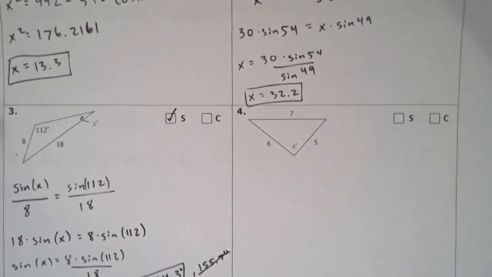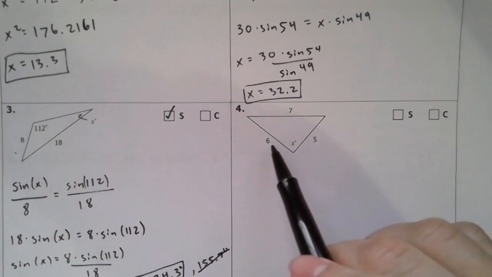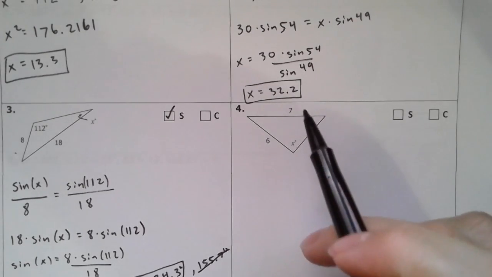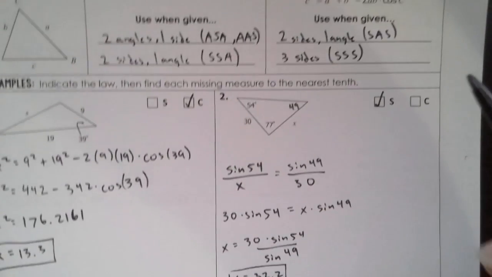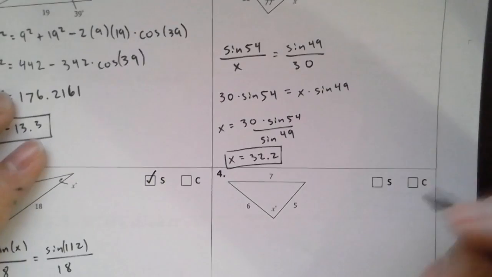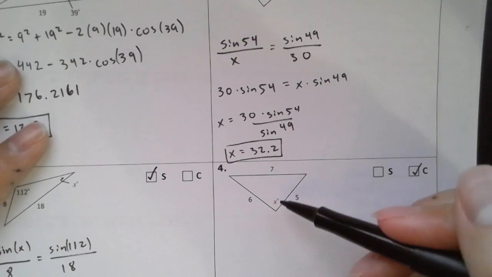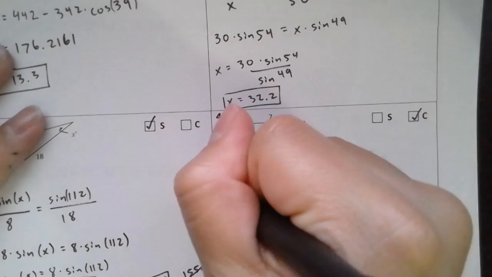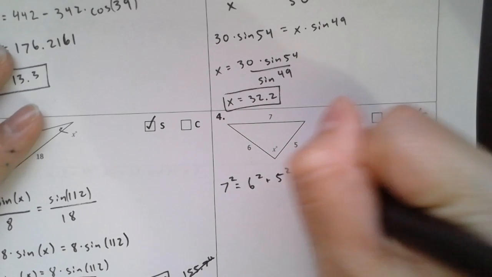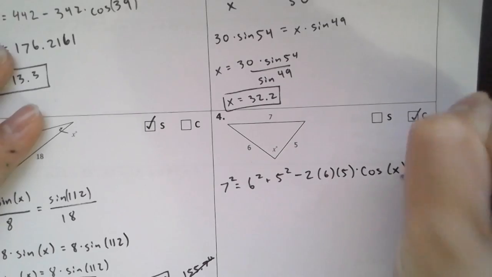Alright, next one. I have side, side, angle's not given though, right? But side, side, side. So all three sides are given. So what is this? Side, side, side is going to be law of cosines. So law of cosines, and I'm going to use the side opposite to the angle I have to find, right? So 7 squared is equal to 6 squared plus 5 squared minus 2 times 6 times 5 times cosine of x.